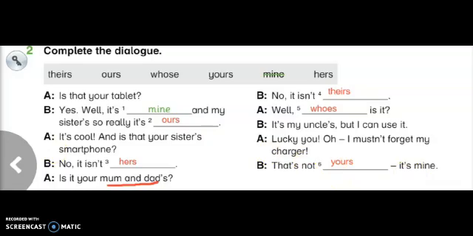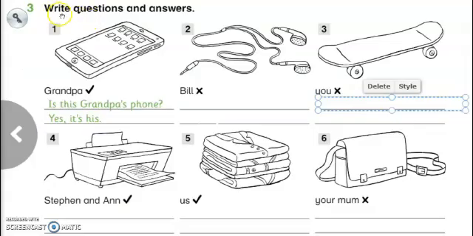Now move to the third activity. Exercise number 3. Write questions and answers. As you can see here, we have pictures and we have to write the questions and also answer them according to these signs, which are ticks or crosses. Now look at the first picture. What can you see? Yes, excellent. We can see a phone.